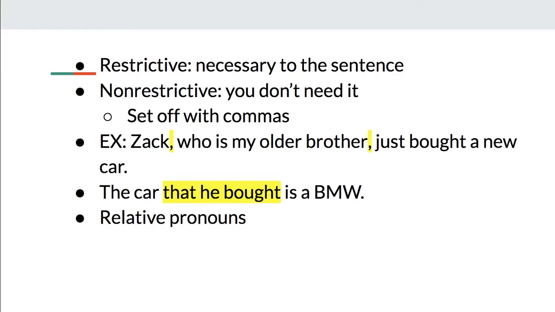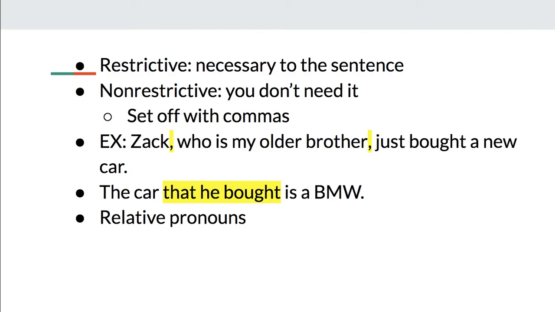Restrictive and non-restrictive clauses start with relative pronouns. So they give you a bunch of examples on that page if you want to pause the video and read those, quiz yourself. And then at the bottom it says, note the following characteristics about these adjective clauses. A non-restrictive clause is set off with commas. Restrictive does not have commas.